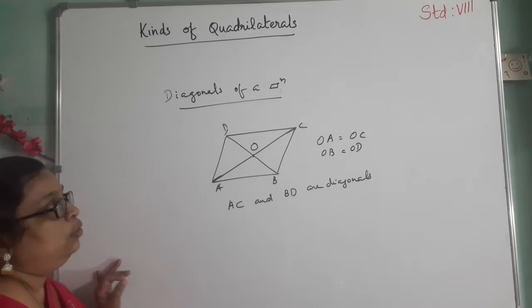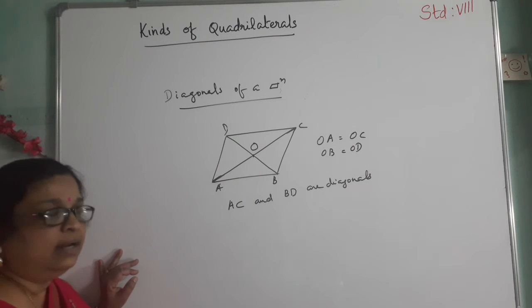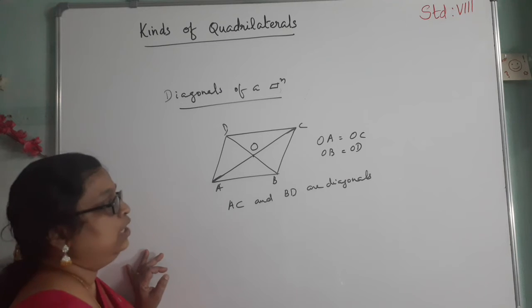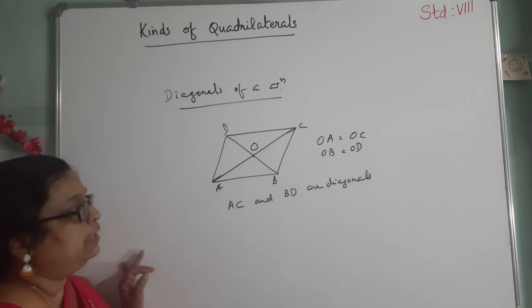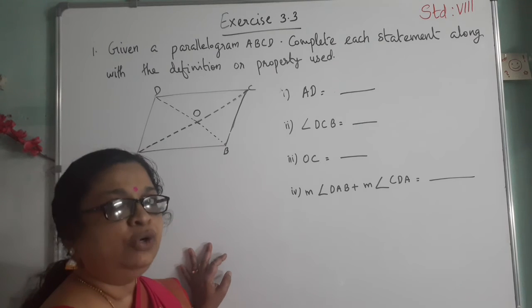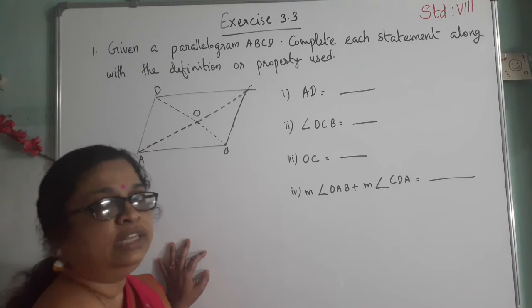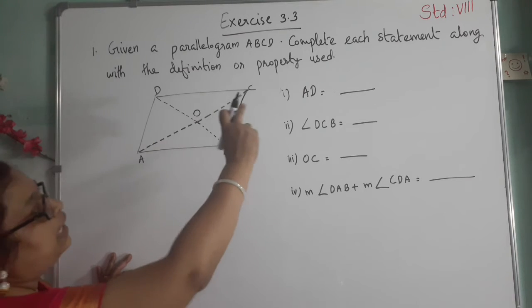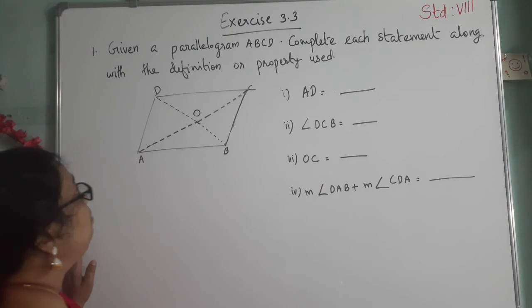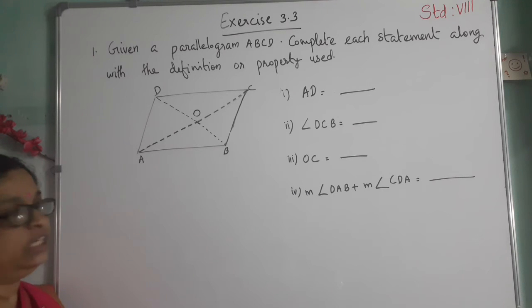So in a parallelogram, opposite sides are parallel, opposite sides are equal, opposite angles are equal, adjacent angles are supplementary, and diagonals bisect each other. Next we can do exercise 3.3. First question: given a parallelogram ABCD, complete each statement along with the definition or property used.